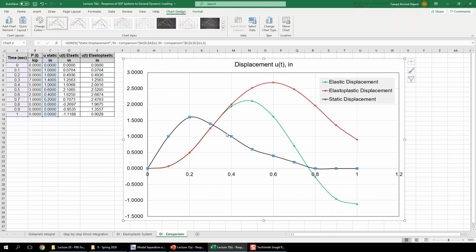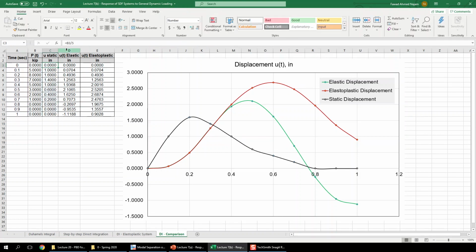The black line is the static displacement, which means I just divide the value of P at every time instant by the value of K, which is 5 kip per inch, to get the static displacement. This is the displacement which your structure would have if P of t were a series of static forces with these values. So this black line is added here for comparison purposes. For the elastic system, the structure will have this green line. For the elastoplastic system, the structure will have this red line. So you can see that there is a significant difference in displacements of both systems.